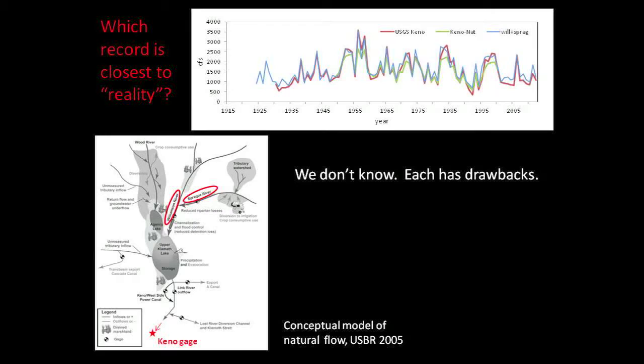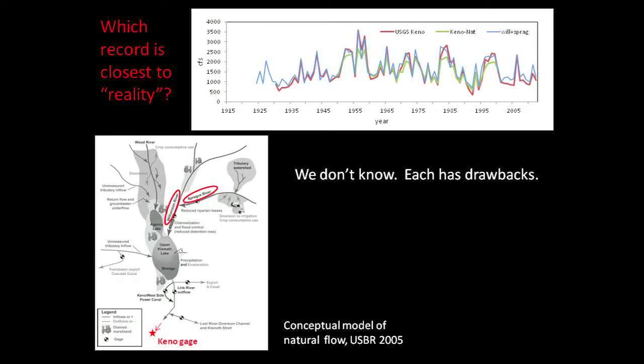And so our question is, what record is closest to reality? What's the best record to use to calibrate with the tree ring data to do a reconstruction of Klamath flow at Keno? Well, we don't know which record is the right one or the best one. Here are the three records plotted together. They're not very different. The green line is the natural flows, and you can see they don't peak as high as the Keno USGS gauge or those two tributaries. The mean is lower for this record. There's reasons that they're different.